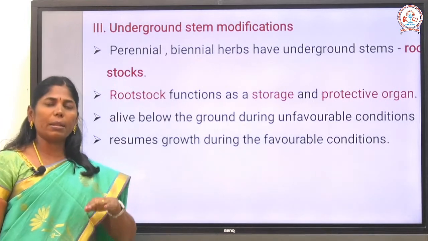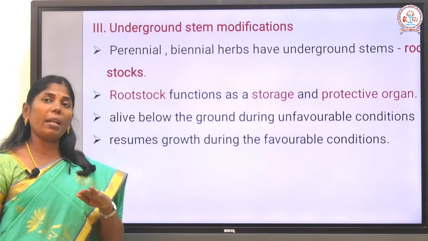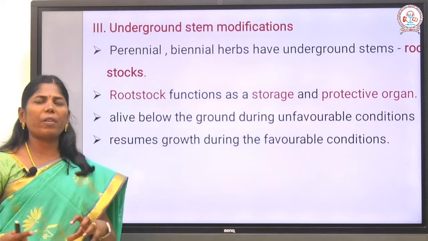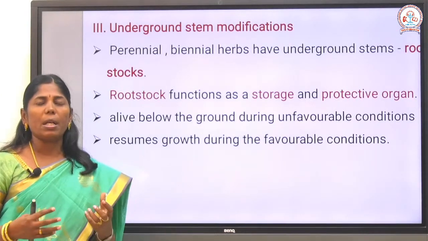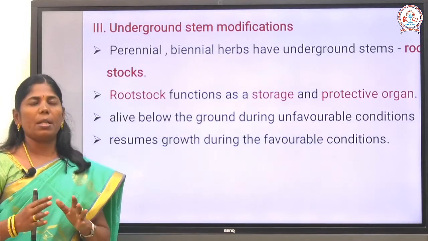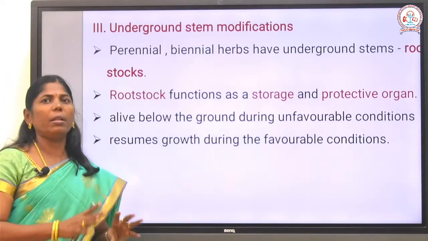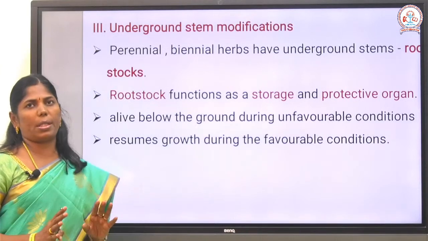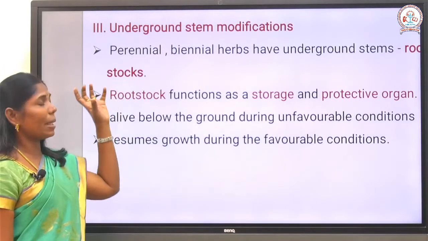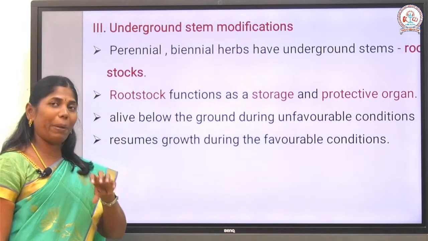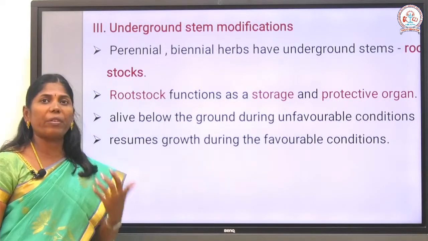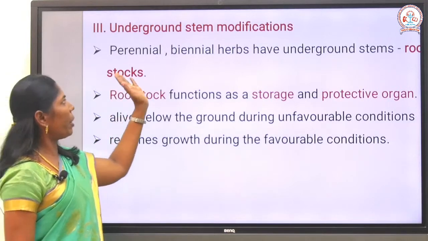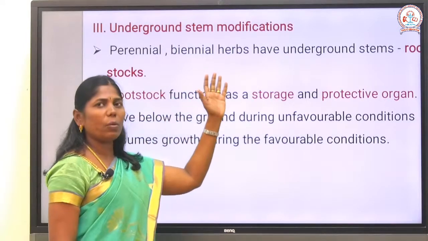During unfavorable conditions they stay inactive. During favorable conditions, they germinate and produce the vegetative part. The remaining time they are inactive, and that is known as perennation. So perennial means they live for a number of years. Perennation means they give the vegetative part during favorable conditions. Perennial, number of years they are living. Biennial is only two years.